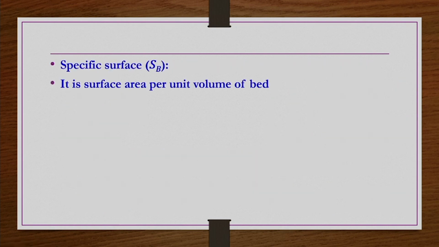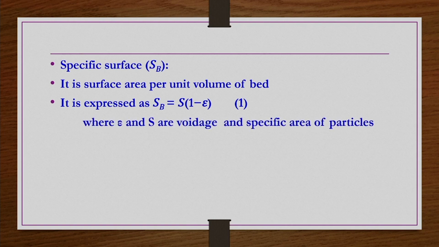Specific surface is the surface area per unit volume of the bed, and it is expressed as S multiplied by 1 minus epsilon, because 1 minus epsilon is nothing but the volume fraction of the particles. Now we are getting the surface area per unit volume of the bed. So, the volume fraction of solids should be multiplied by the specific area of the particles to get the specific surface of the entire bed.